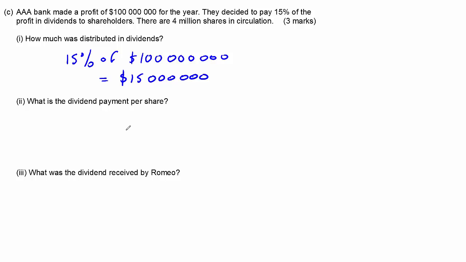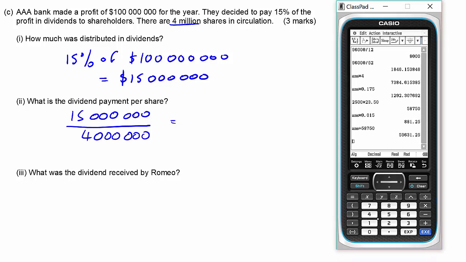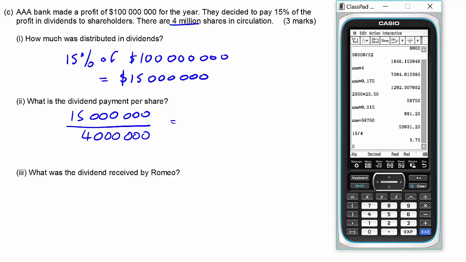What's the dividend payment per share? So we've got the 15 million divided by 4 million, because that's how many shares there are out there. And that is going to give us, so all we need to do here is 15 divided by 4, $3.75.